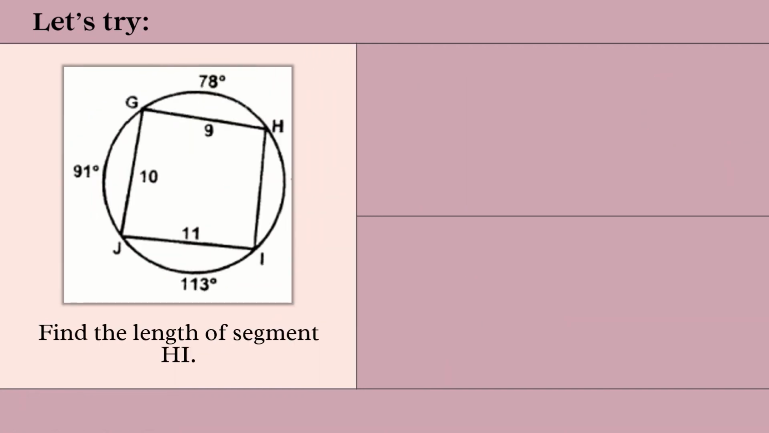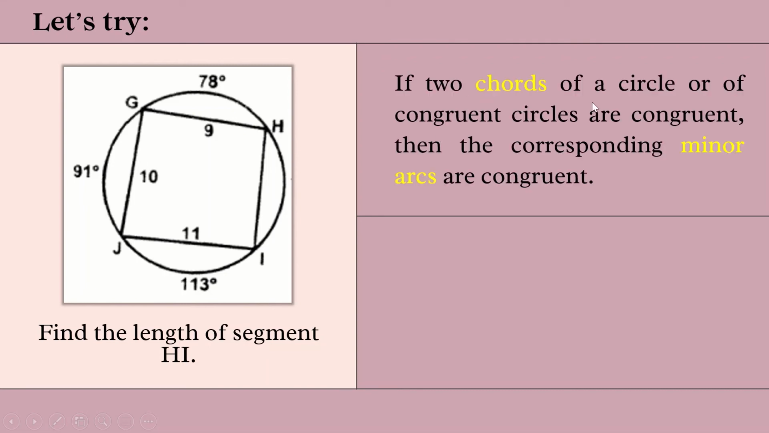Next, let's have this illustration. Find the length of segment HI. So, dito sa illustration natin, makikita natin na may mga measurement yung arcs and segments or chords. So, ang gagamitin natin or ang i-apply nating theorem is the theorem relating the minor arcs and the chords. So, according to the theorem, if two chords of a circle or congruent circles are congruent, then the corresponding minor arcs are congruent and vice versa. Ganun din kapag may congruent arcs, so yung subtending chords nila ay also congruent.